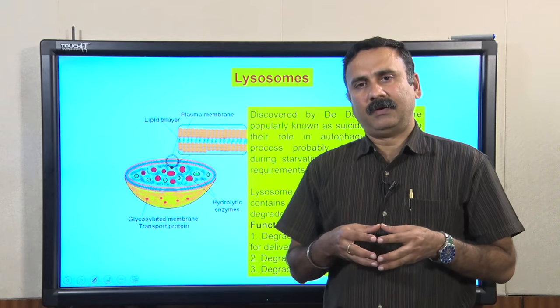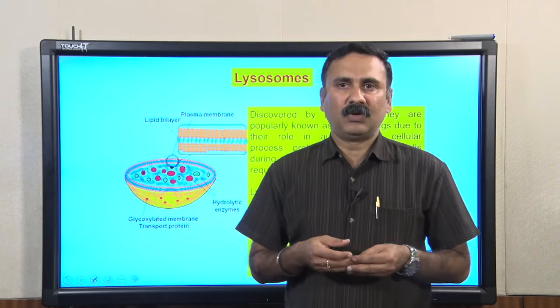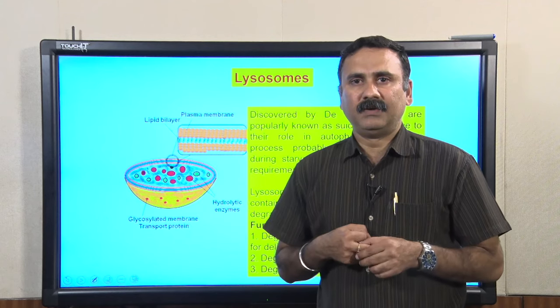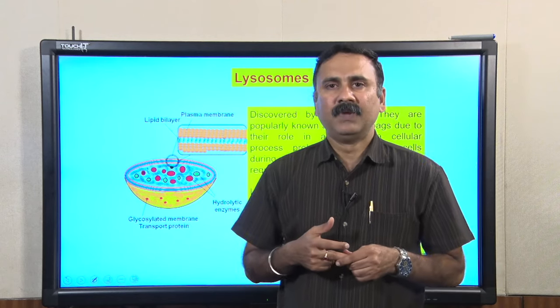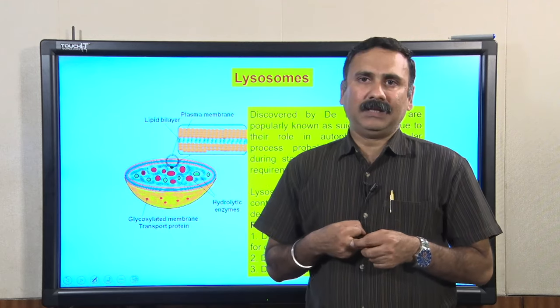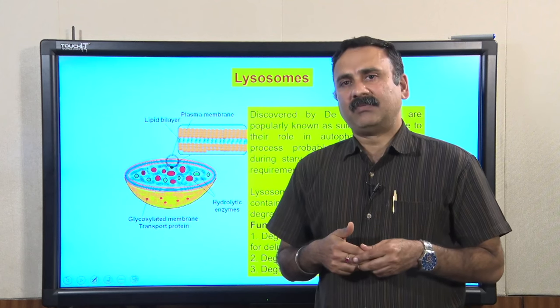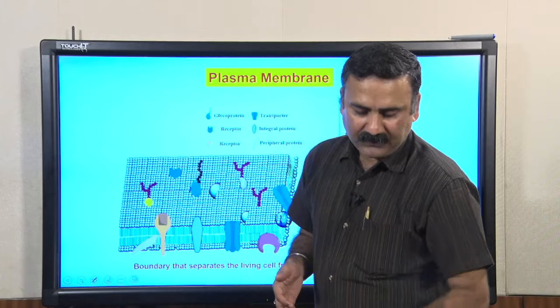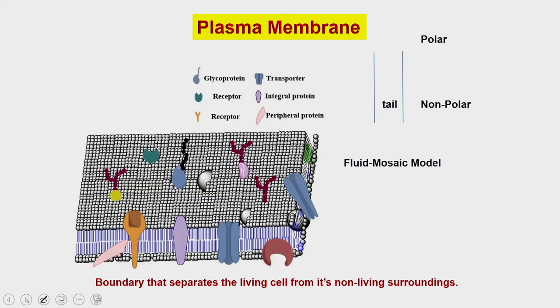So this particular cellular organelle has not been considered an organelle, but it is the most important organelle present in the cell, and it is known as the plasma membrane. The plasma membrane is the only boundary, and it defines the boundary which separates the living cell from the non-living surroundings. In the plasma membrane, you have lipid molecules as well as proteins, and the lipids are arranged in two layers, which is called the bilayer.